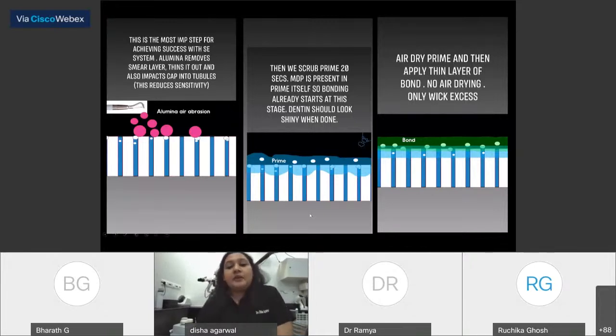And then we are going to prime. 20 seconds, we're going to scrub the prime because we really want the prime to go into the tubules, or the demineralized, little bit of exposed collagen. The prime, scrub it. Once it looks a little shiny, go ahead, apply your bond. Do not air dry your bond. If you air dry your bond, you will have an oxygen inhibition layer in it, okay? So what you do is, with your applicator tip, just wick away all the excess. Do not apply too much bond, just wick away whatever excess is there and cure it.